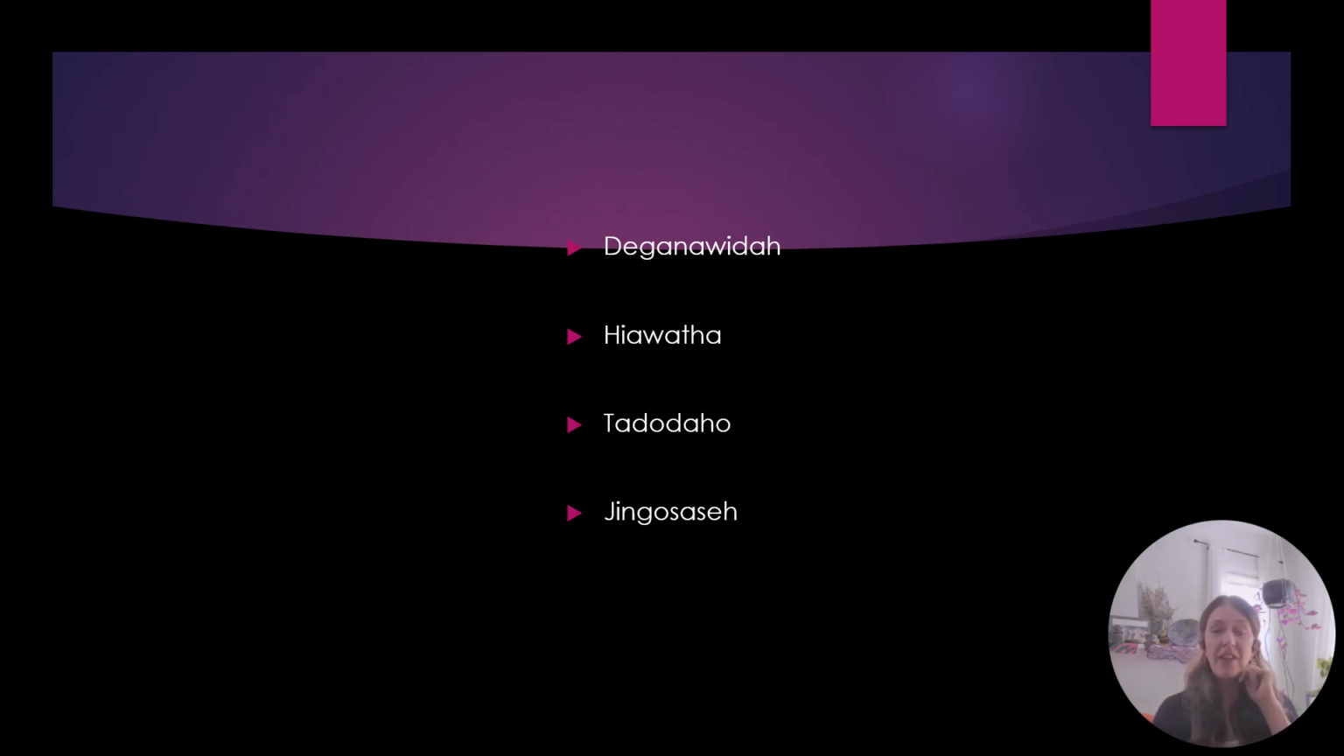And so Hiawatha and Deganawada approach Jigonsase and ask her for help. And they tell her, if you are able to convince Taradaho, you will become a clan mother. You will name the chiefs or the sachems of all the nations, right?